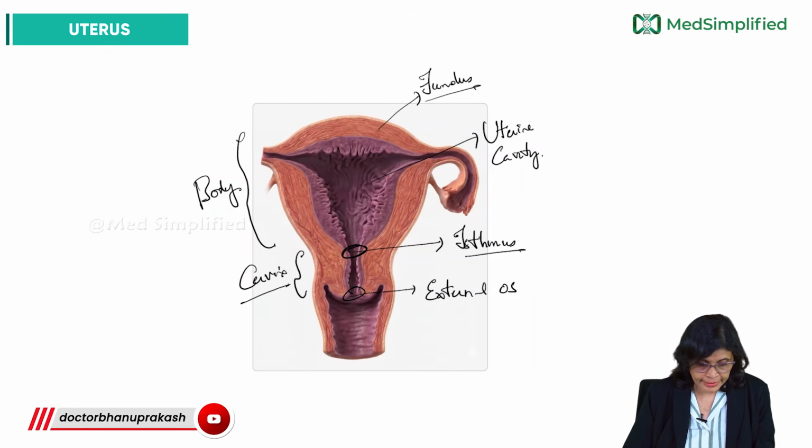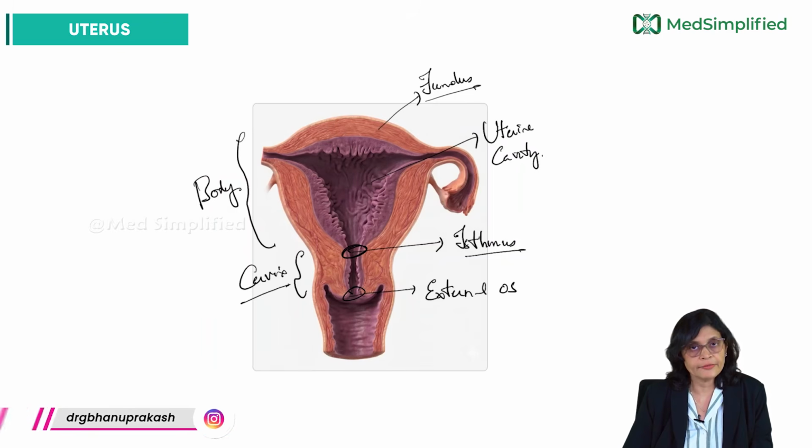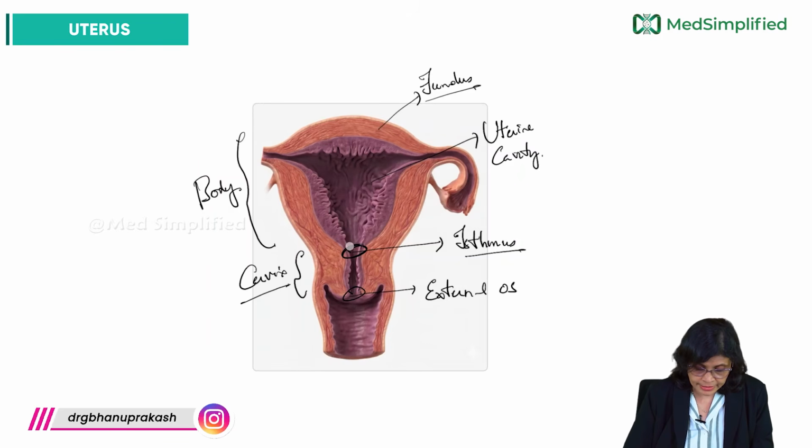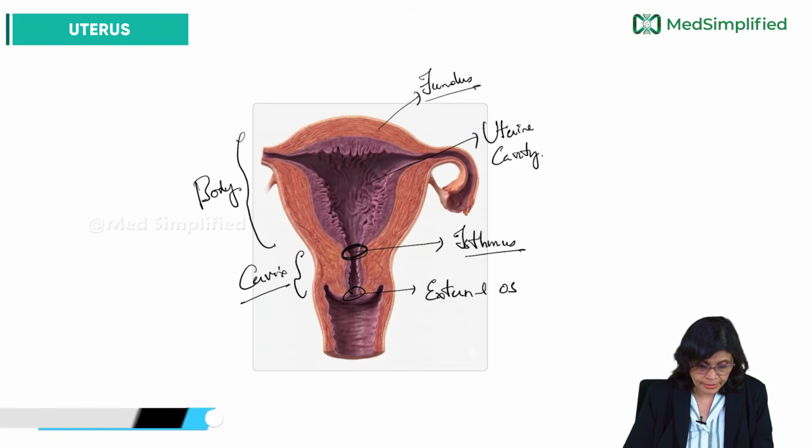So here clinically, the cervix we divide into two parts. One is the upper supravaginal part, and the lower part, which we call the vaginal part. Vaginal part of the cervix and the supravaginal part of the cervix. Clinically, this isthmus or the internal os is formed by the upper one third of the supravaginal cervix.